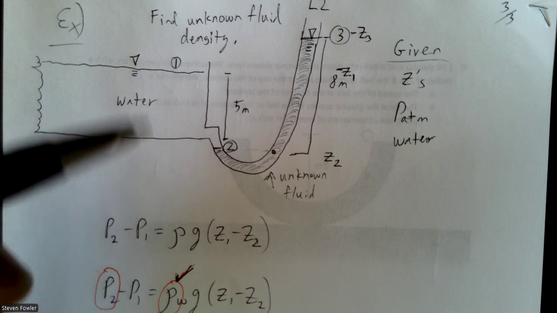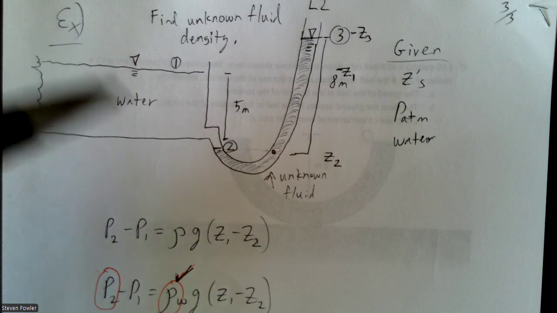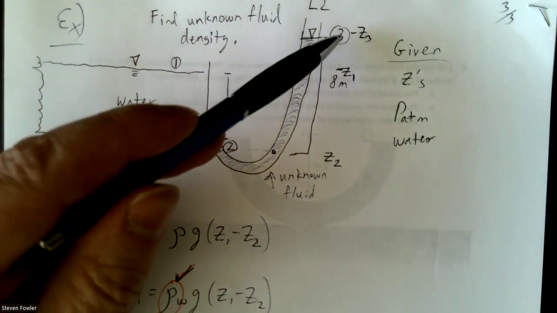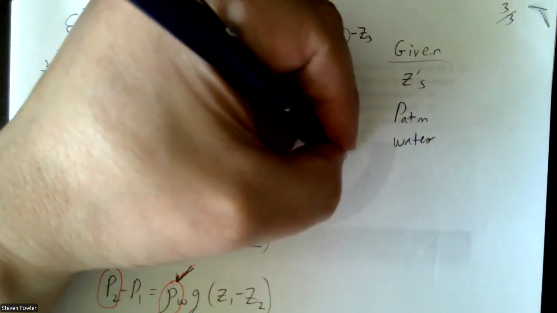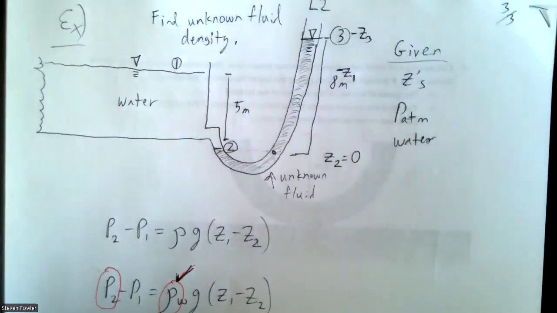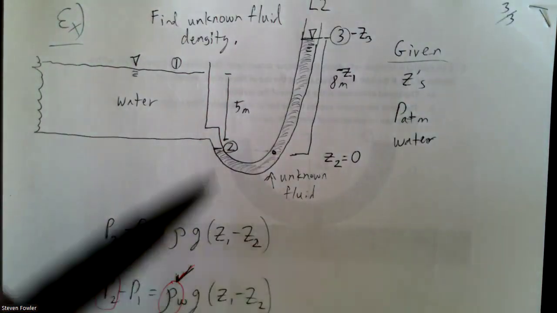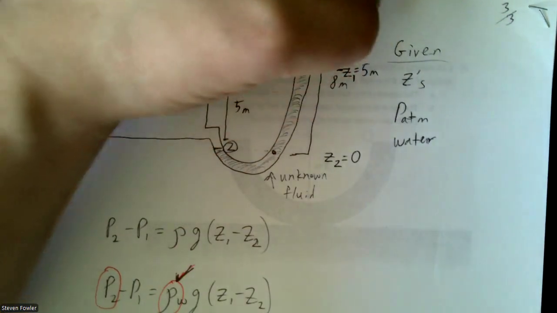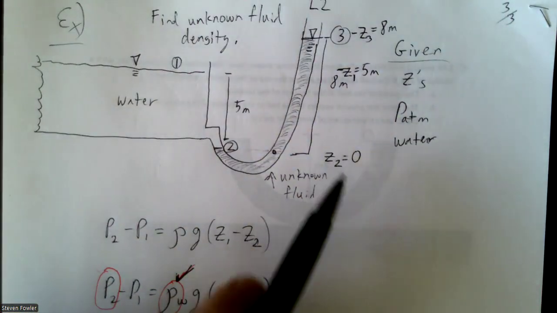Now, there's no wrong answer here, but what I like to do is pick a point that everything can be measured relative to. Notice Z1 is measured relative to Z2, and Z3 is measured relative to Z2. So that, to me, says Z2 is a good candidate to be 0, because everything else can be measured relative to that point. If I do that, that means Z1 is equal to a positive 5 meters, and Z3 is a positive 8 meters, because they're both above the 0 point.